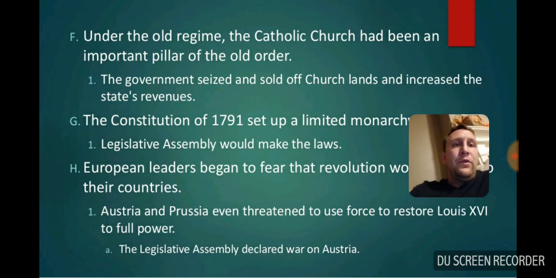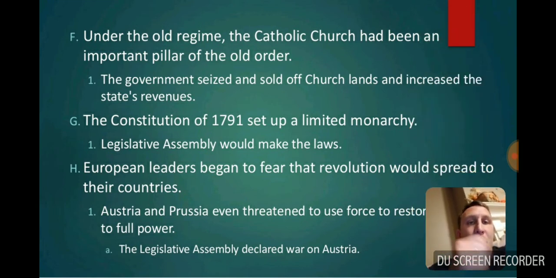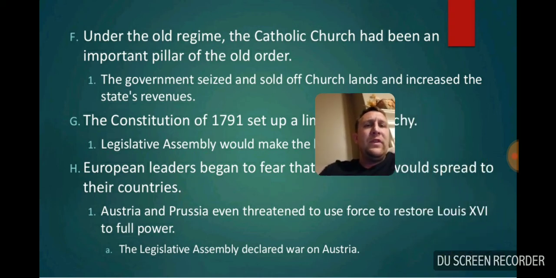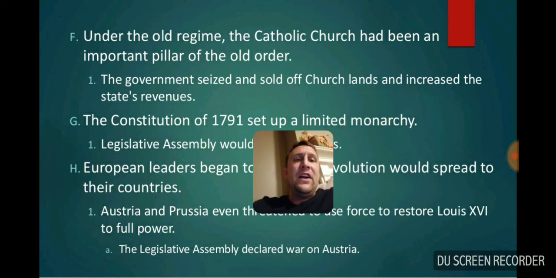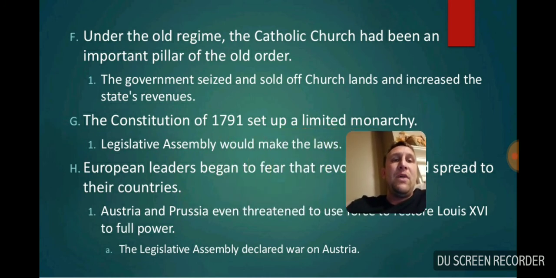All right, so under the old regime, the Catholic Church has been an important pillar of the old order. The 1791. This will become more important next section, and then later on we talk about Napoleon. The government will seize and sell the lands of the church to increase state revenues, to pay for the debt that was incurred before the revolution actually started. The Constitution of 1791 set up a limited monarchy.